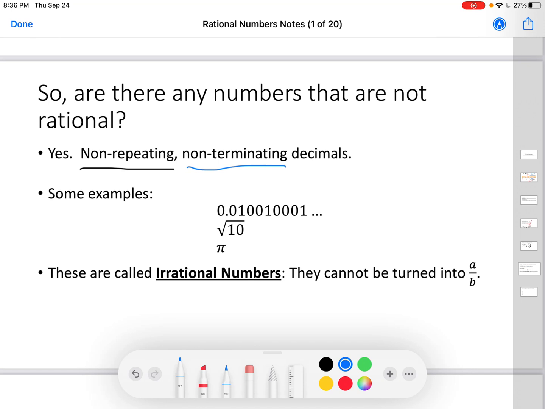Pi. Pi is a number that deals with circles. You probably have heard of it before. You may have been told it's 3.14. It is not 3.14. It is approximately 3.14. It is actually written as a decimal that goes on forever and never repeats. So, these are examples of numbers that cannot be turned into a over b. Therefore, these are called irrational numbers, and an irrational number is a number that cannot be turned into a over b. We are not going to be dealing too much with irrational numbers yet. I just wanted you to know that they exist.